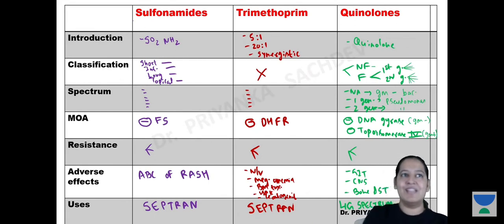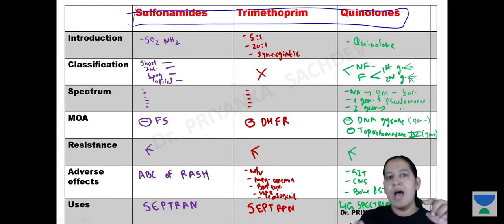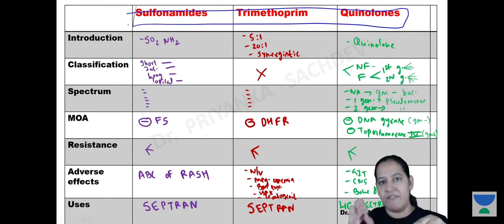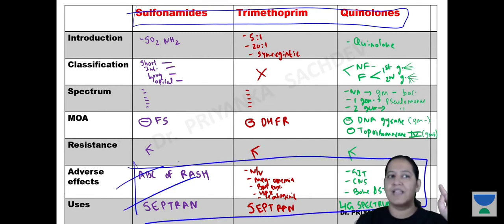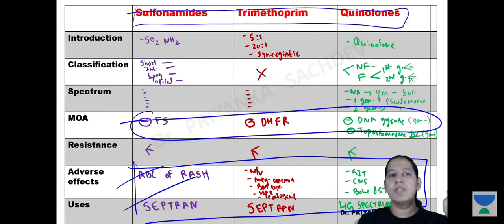So yesterday's 3 chapters are in front of you: sulfonamide, trimethoprim, and quinolones. I hope the table is present in your copy. Flip the page and see this table. Is it present in your copy? Please revise the adverse effects and uses before going to your exam, and mechanisms of action also. So this is your last day revision.